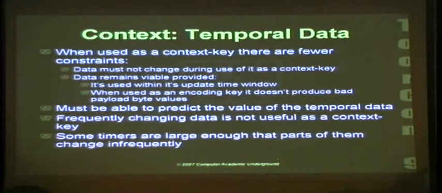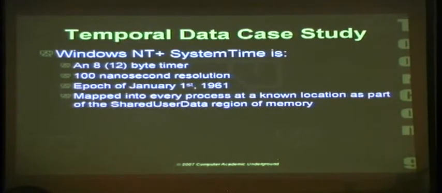Basically, you just have to be able to predict the value of the temporal data, and obviously frequently changing data is not going to be really useful. If the timer's resolution is finer than 1 second, it's going to be changing way too frequently for you to use. But there are a lot of much larger types of temporal data that you can use for that. So, a quick case study on temporal data.